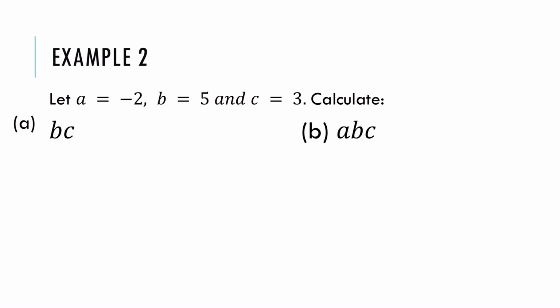Okay, in example 2, substitute B and C. So B is 5 and C is 3. Remember, this means B times C, so we are multiplying these numbers together. 5 times 3 gives me 15.